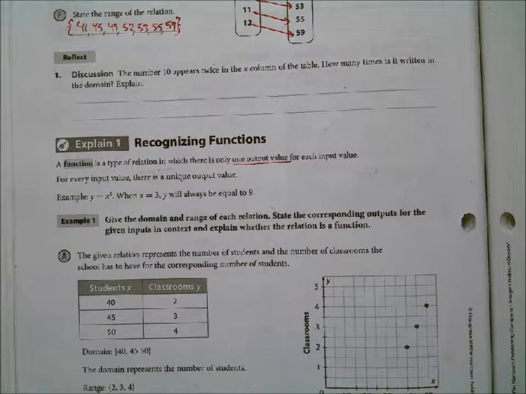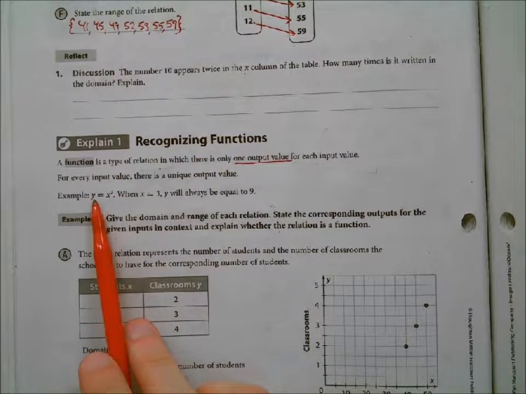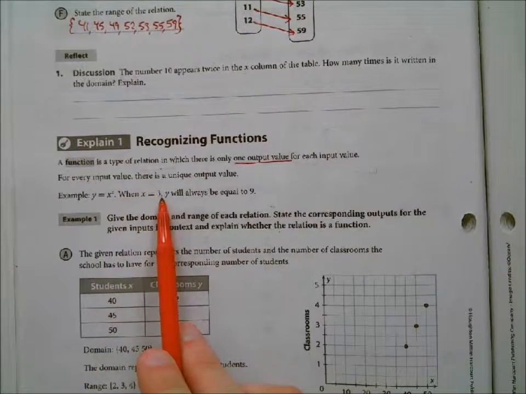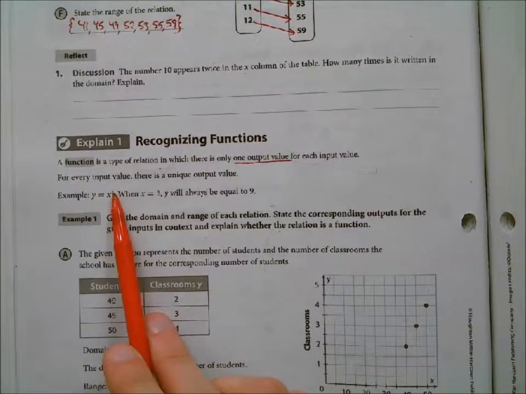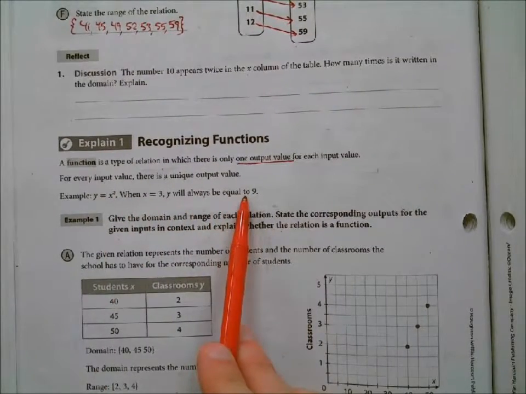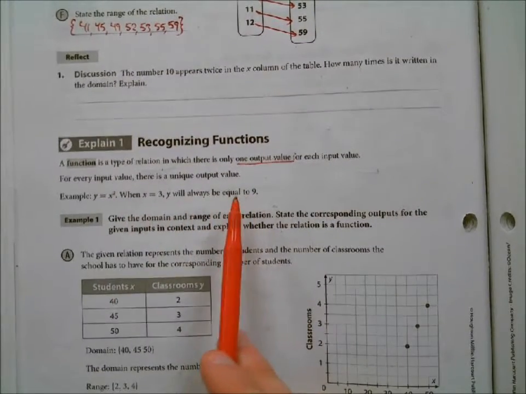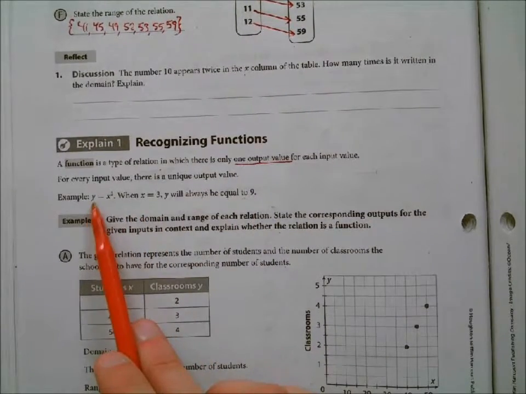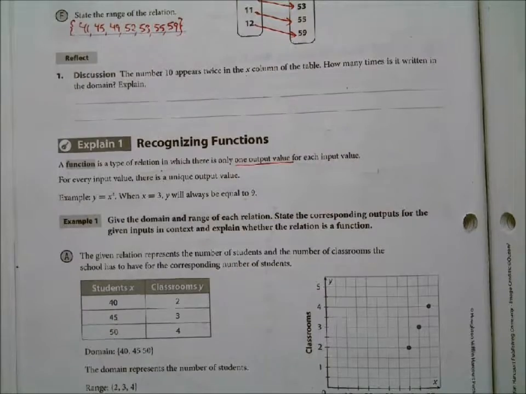So for example, with the relation y is equal to x squared, when x is 3, well, what is 3 squared? 9. So when you put 3 in here, you always get 9, and only 9. There won't be some other number that when you plug the 3 in here, you get another number besides 9. It will always be 9 when you plug that in there. Okay, that's a representation of a function.